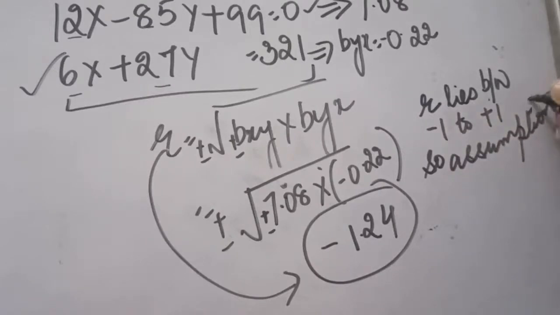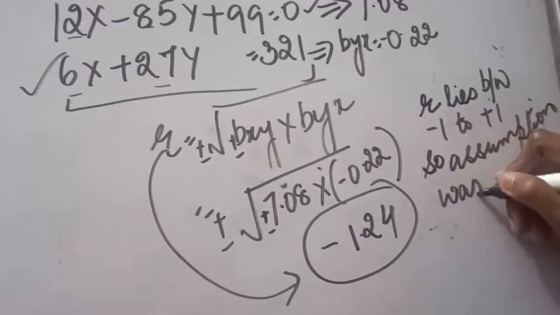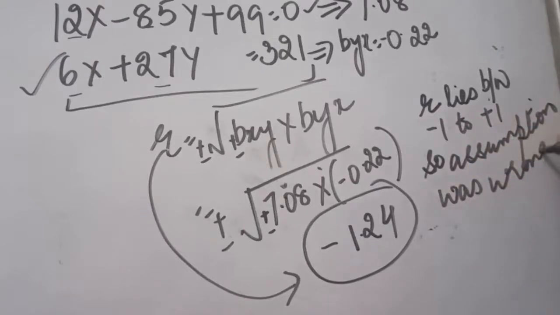That assumption we started with, we have to write it. We have to describe this. It is not that you need not write all this. You have to write all these things. Our assumption was wrong.